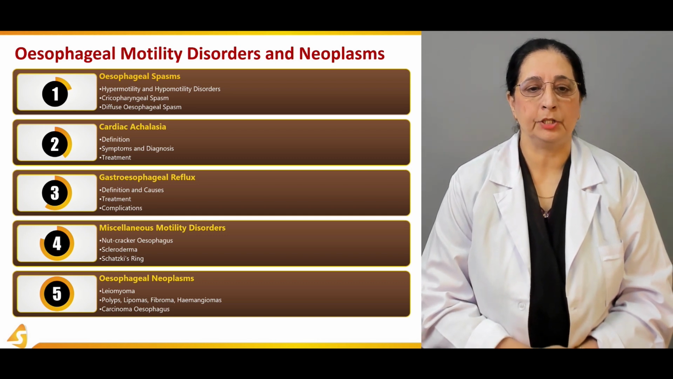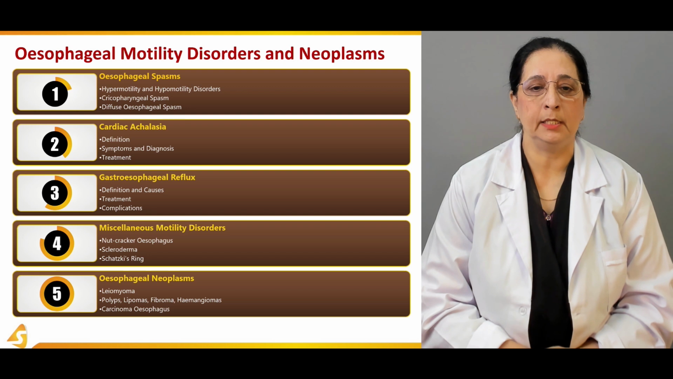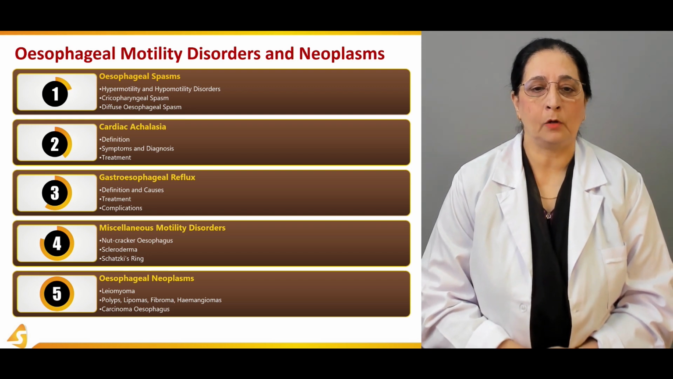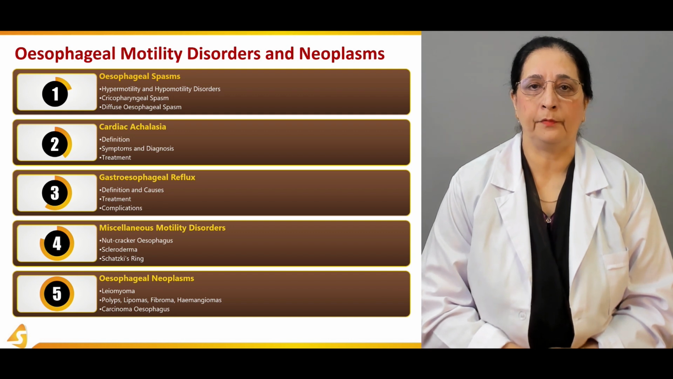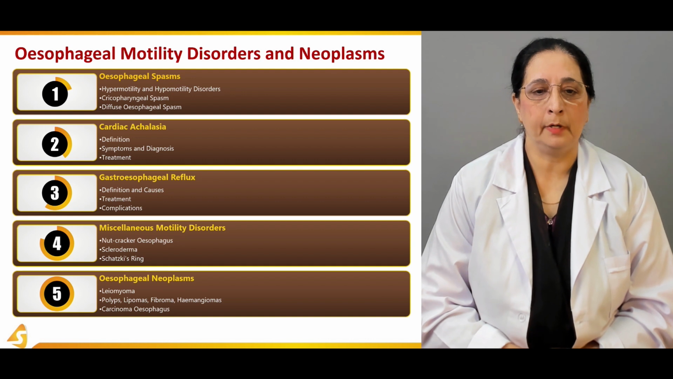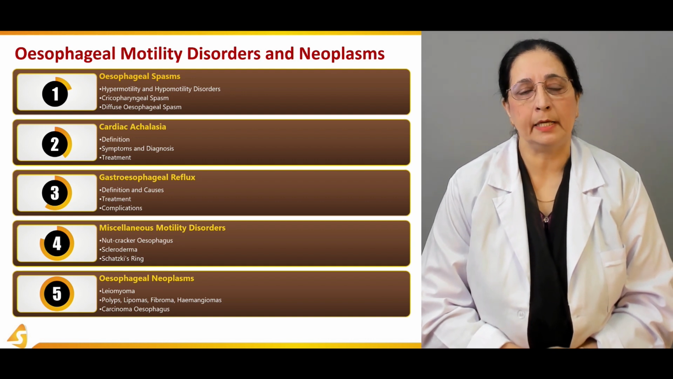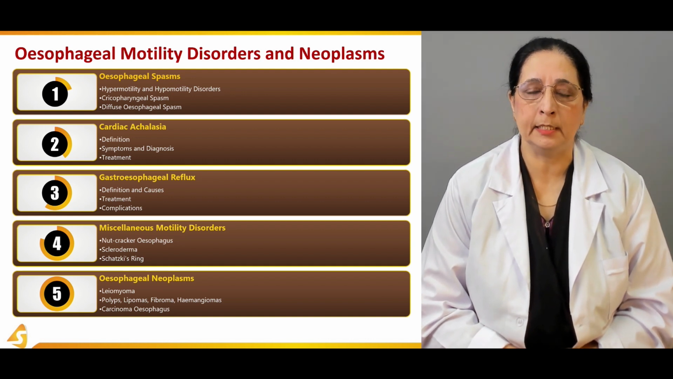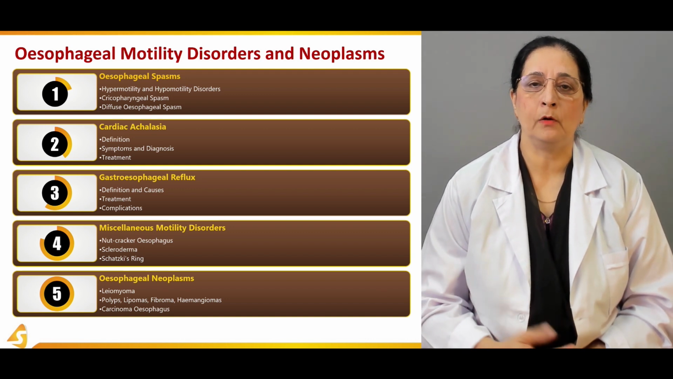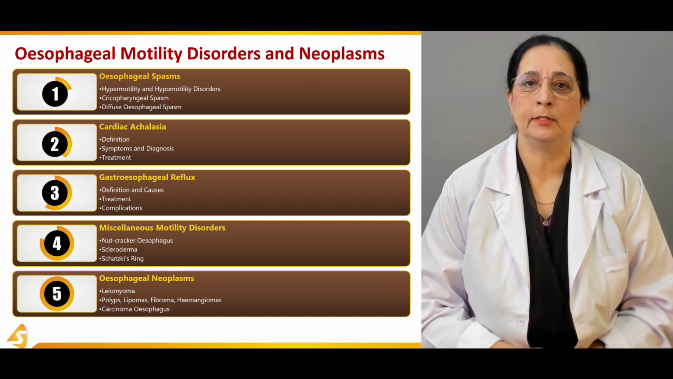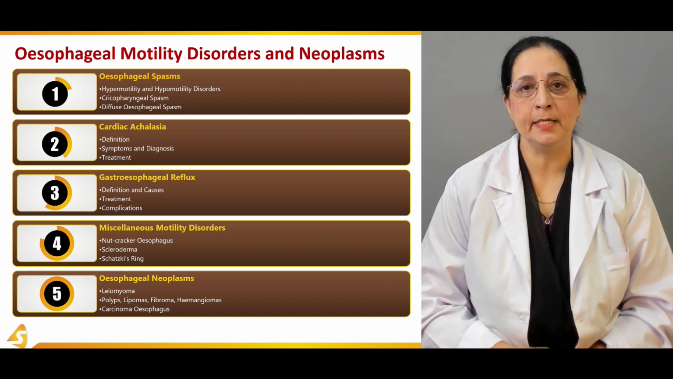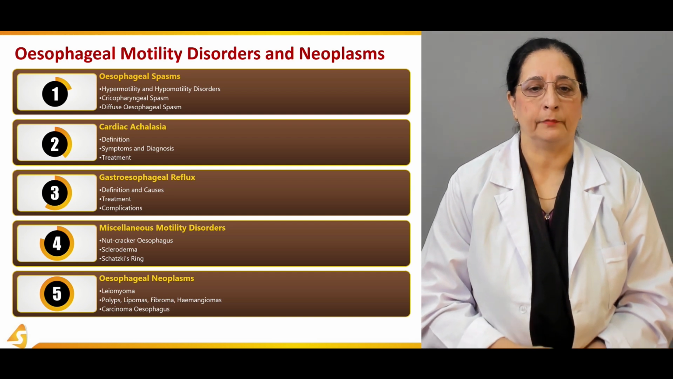In the first section, we will talk about the esophageal spasm and the common disorders of esophageal spasm, which we will discuss, will be hypermotility disorders and hypomotility disorders. Hyper will be increased movement or peristalsis in the esophagus, and hypomotility will be decreased mobility of the esophagus.